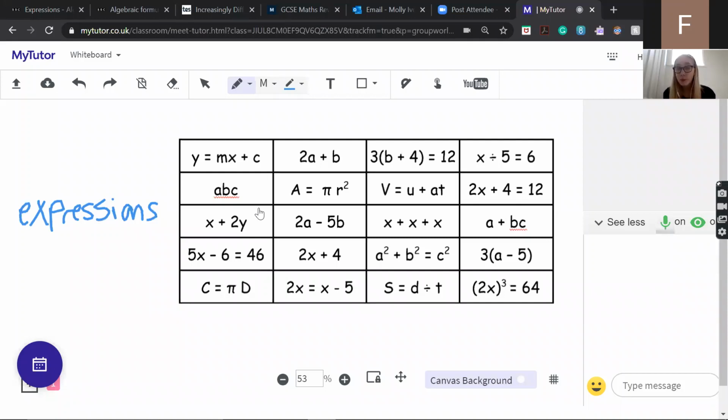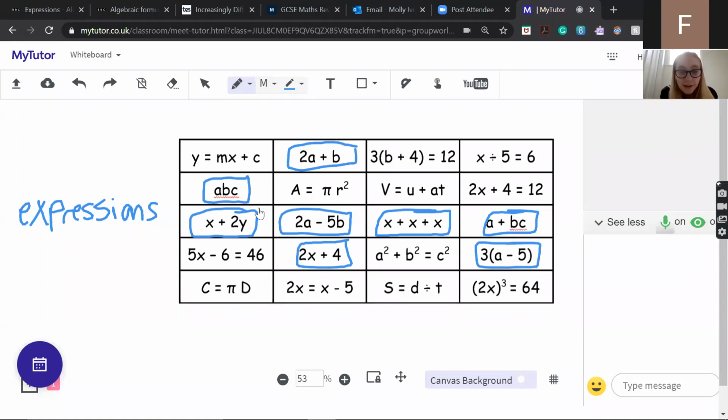Now these are easy to spot because they won't have an equal sign. So for example, 2a plus b. That's an expression because it's just a way of representing something. We don't know what it equals yet. ABC. That's an expression. It's just a way of expressing 3 variables multiplied together. Similarly, x plus 2y, 2a minus 5b, x plus x plus x, a plus bc, 2x plus 4, 3 lots of a minus 5. And those are all the expressions there.